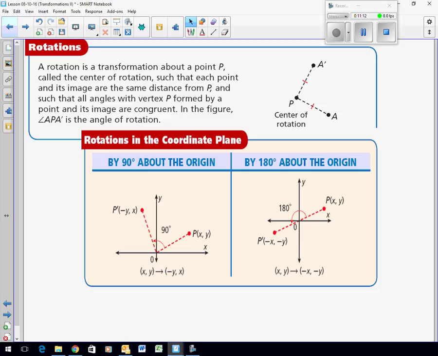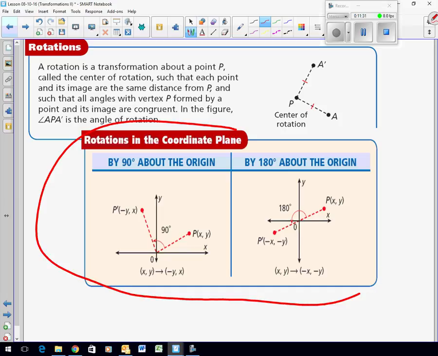All right, here we go. A rotation is a transformation about a point P called the center of the rotation such that each point and its image are the same distance from P and such that all angles of vertex P formed by a point and its image are congruent. Don't worry about writing that down. Worry about the good stuff right here. Copy that chart down. Okay? Write the chart down. Here we go. Rotations in the coordinate plane. If I rotate 90 degrees about the origin.